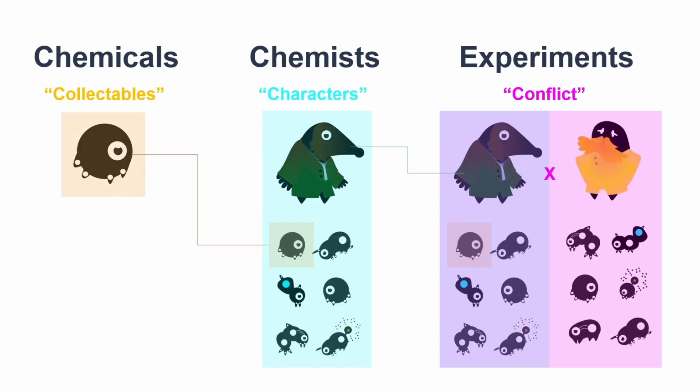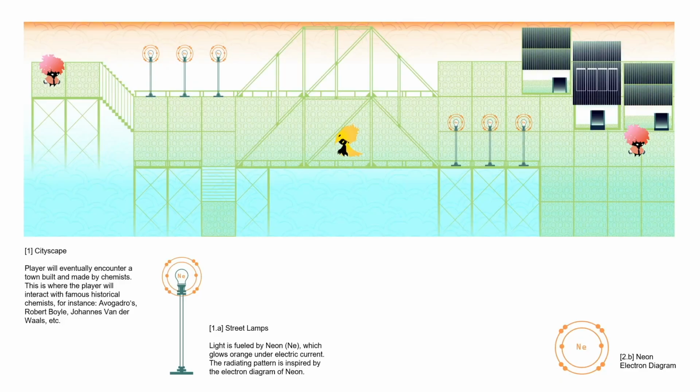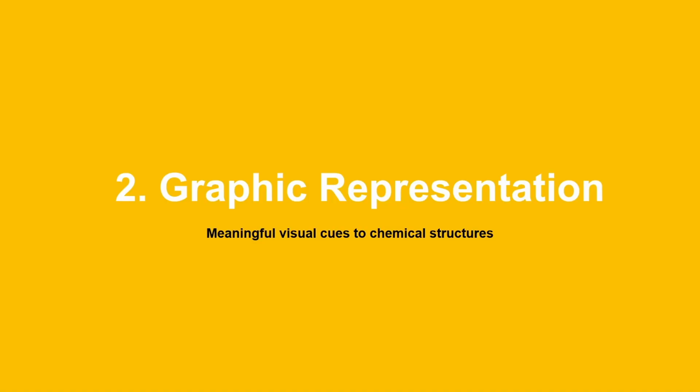The relationship between these game objects can be seen as experiments introduce conflict between the two chemists, who have a collection of chemicals in their repertoire that can undergo chemical reactions such as combustion in a battle of knowledge. And all these game objects and events take place in an explorable world, very much inspired by chemistry. For instance, in this cityscape, the street lamps are lit by a literal neon electron diagram, which leads us into graphic representation to provide meaningful visual cues to chemical structures.